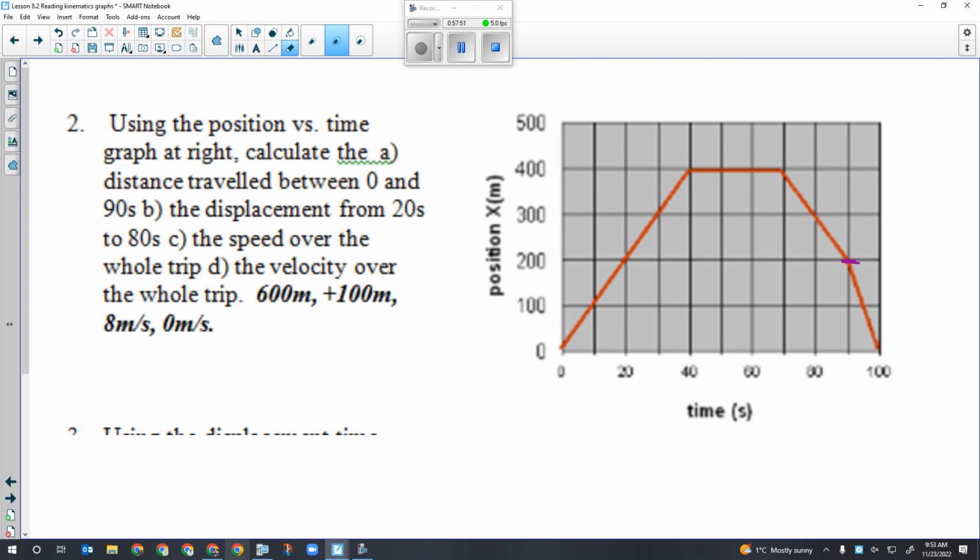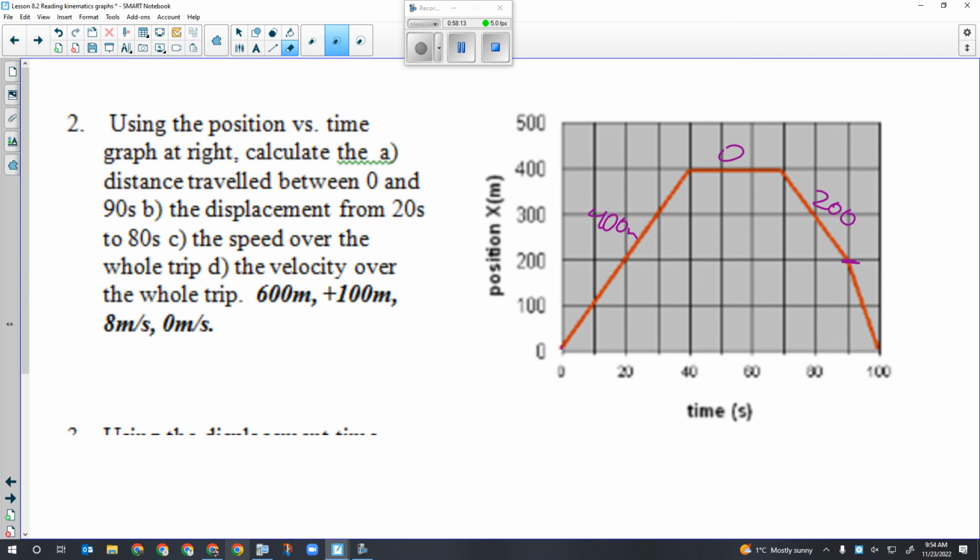In the first part I go from 0 to 400, so that would be 400 meters. How far do I go here? 0. Okay, and then I go from 400 back to 200. So my total distance to 90 seconds is 600 meters. No direction because it's scalar.